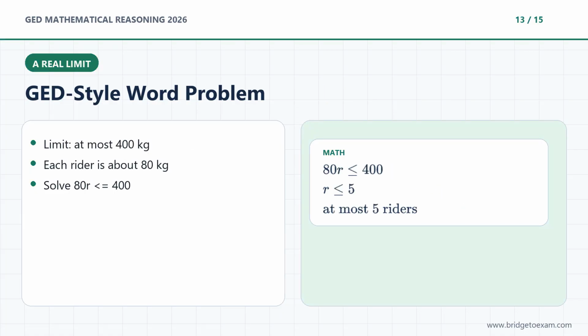Let's use an inequality in real life. A ride can carry at most 400 kilograms. Each rider averages 80 kilograms. How many riders are allowed? Write 80r is less than or equal to 400. Divide both sides by 80, so r is less than or equal to 5. At most, 5 riders can go on.